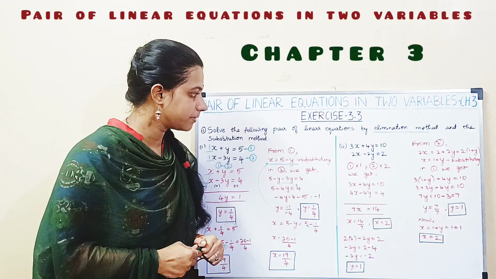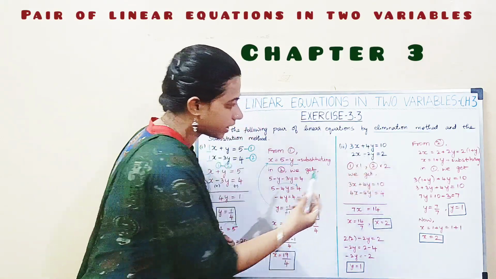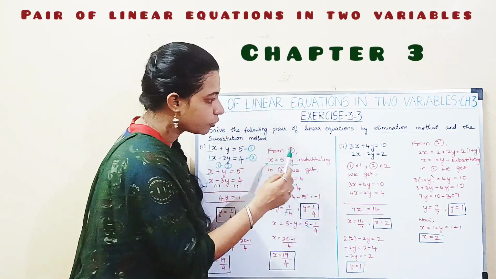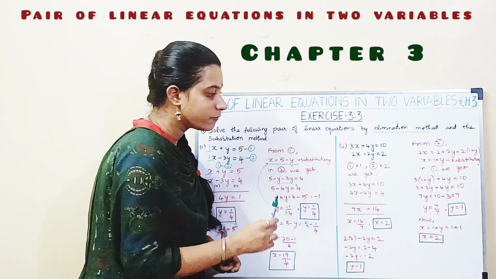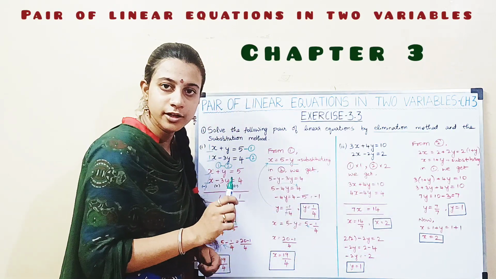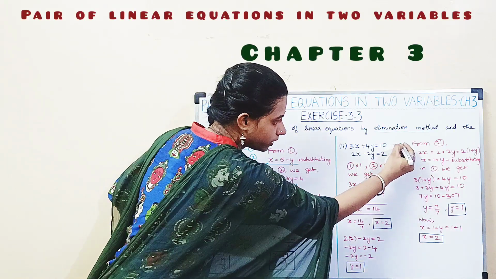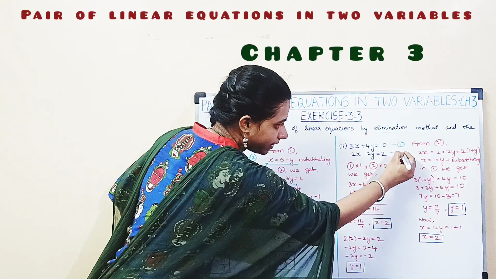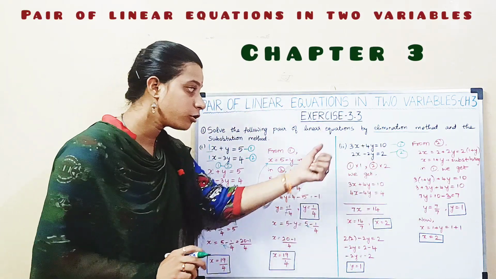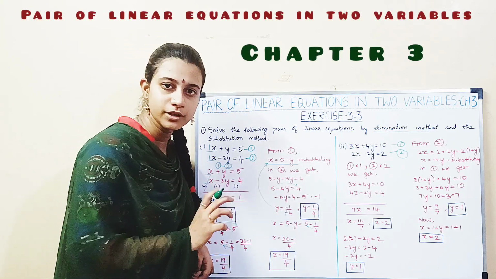Now coming to the second subdivision, the equations given are 3x plus 4y is equal to 10 and 2x minus 2y is equal to 2. In the first step, we will check whether any of the two variables has the same coefficient in both the equations. Here x has 3 in the first equation and 2 in the second equation, and y has 4 in the first equation and 2 in the second equation. So neither variable has the same coefficient in both the equations.